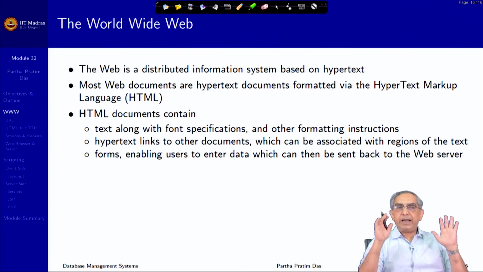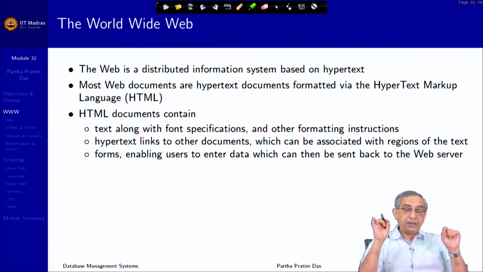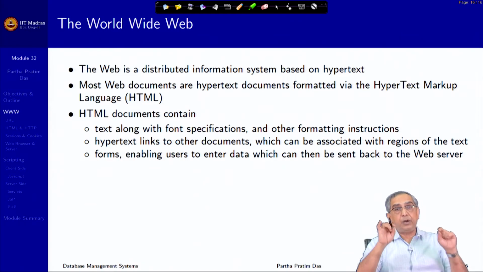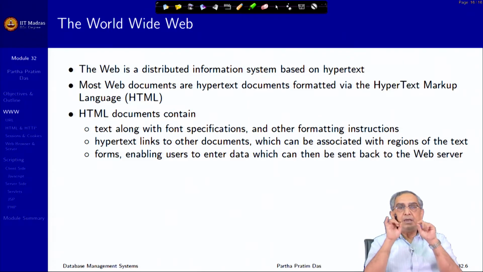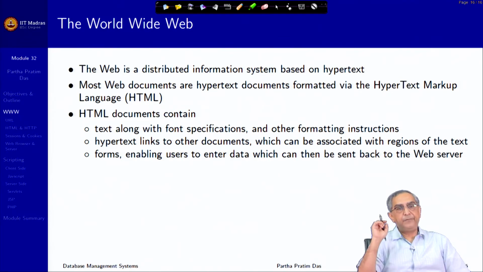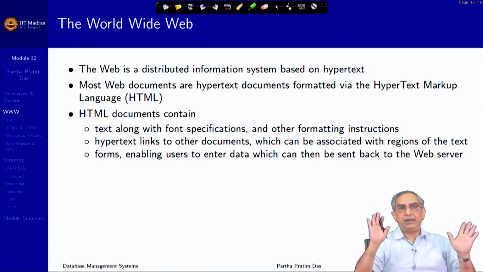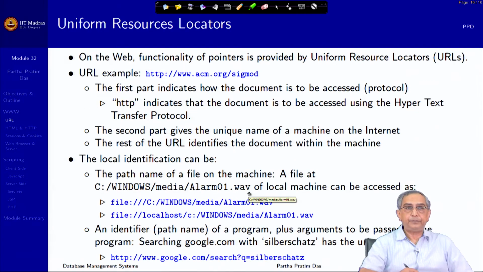That contains text along with specification of the font and other formatting, and why is it hypertext? Because it has links to other documents, which can be associated with certain regions of the text. We say click this URL. It can contain forms to collect data from the user. So, this is basically our basic document definition.